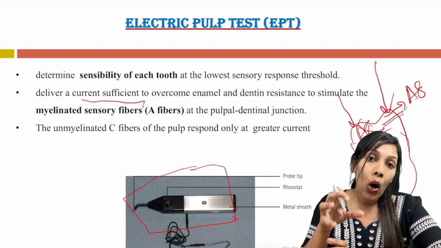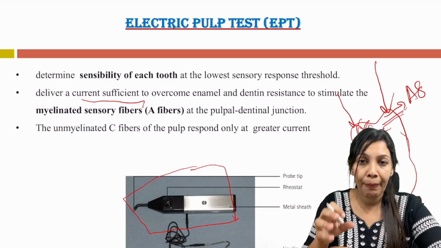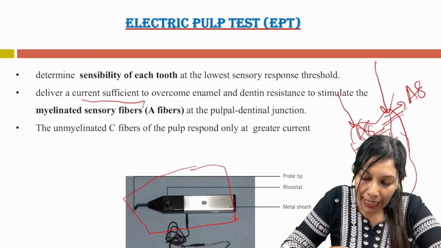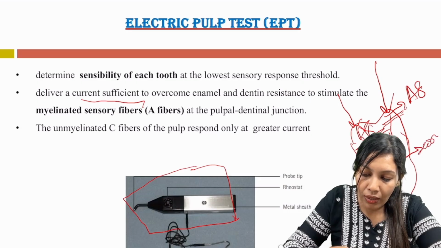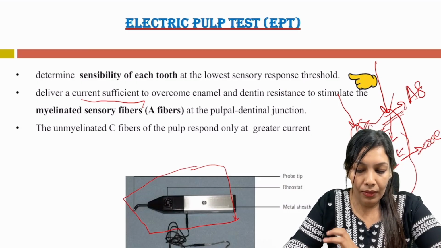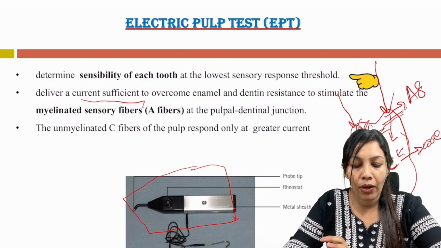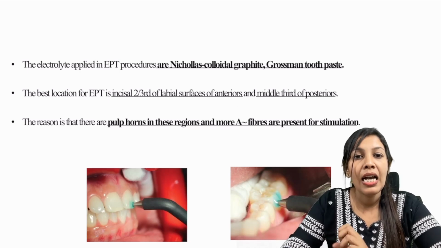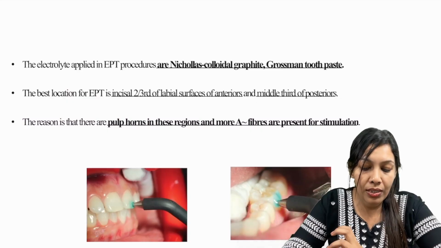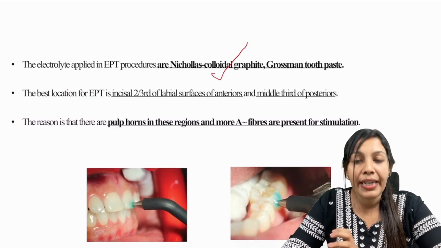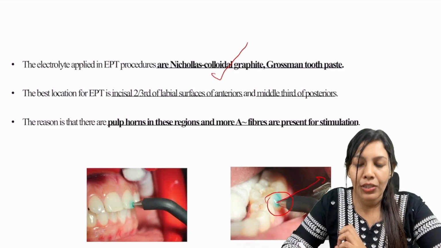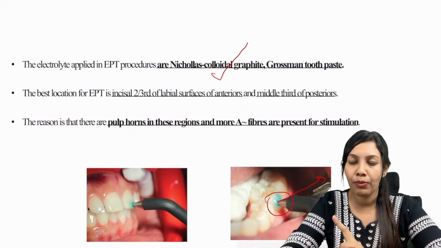When we keep on applying the electrical pulp tester, the current will pass deeper inside and might activate the C fibers placed in the core. Understood? So this is the main thing about electrical pulp testing. Another important thing you need to memorize when you study the electrical pulp tester is the electrolyte used: Nicholas colloidal graphite is used here, and Grossman's toothpaste is used. This too you have to memorize.